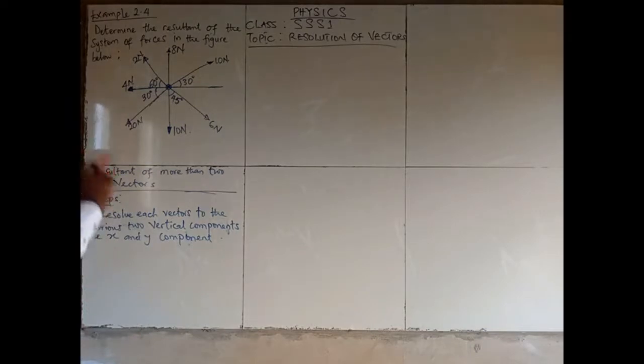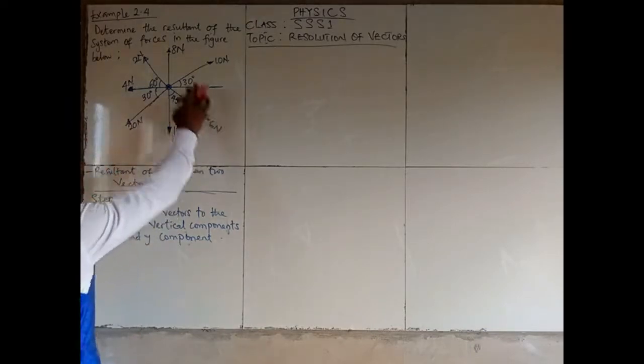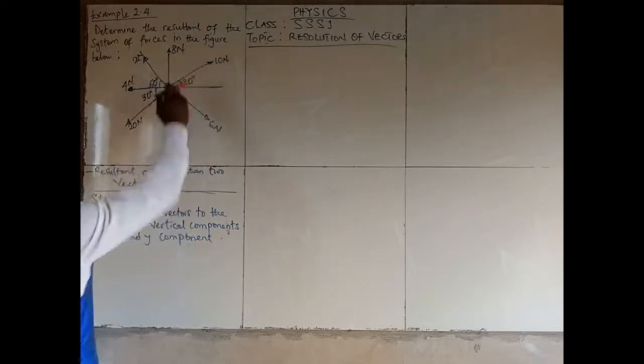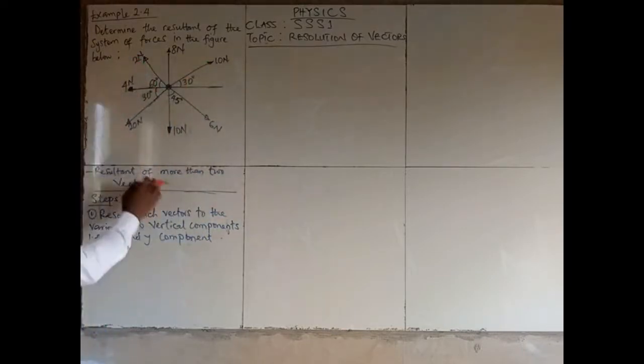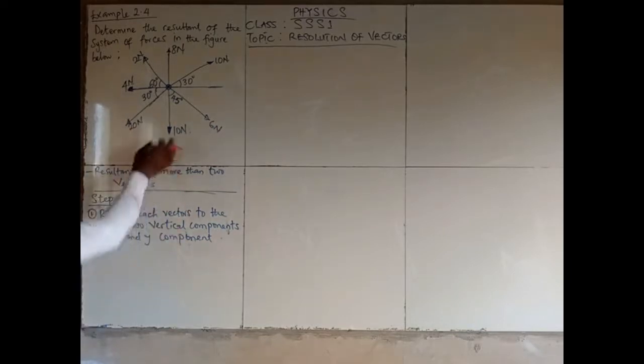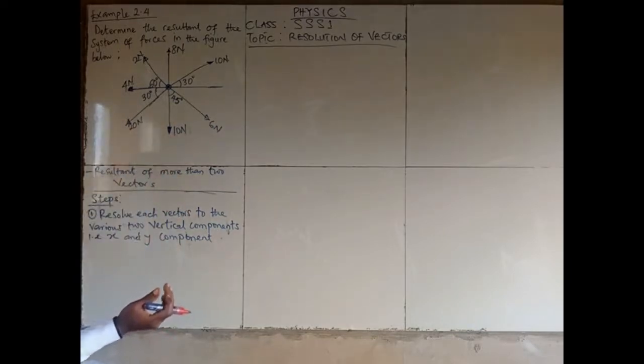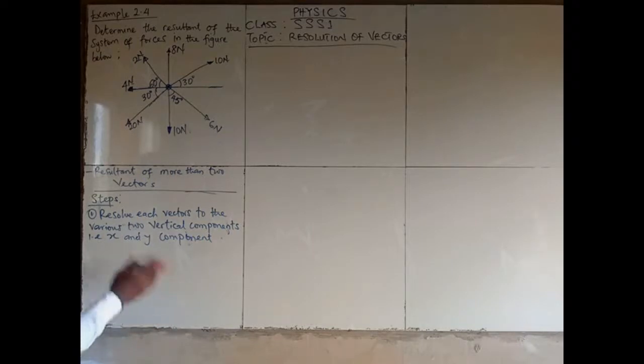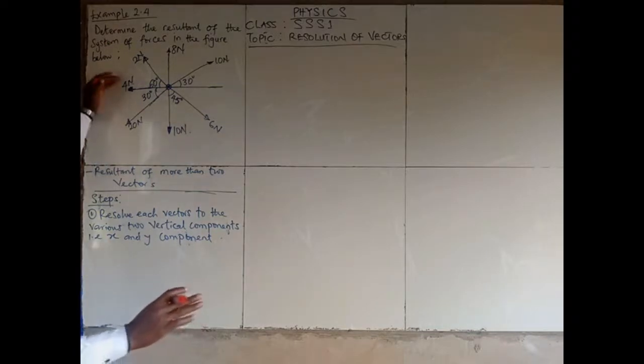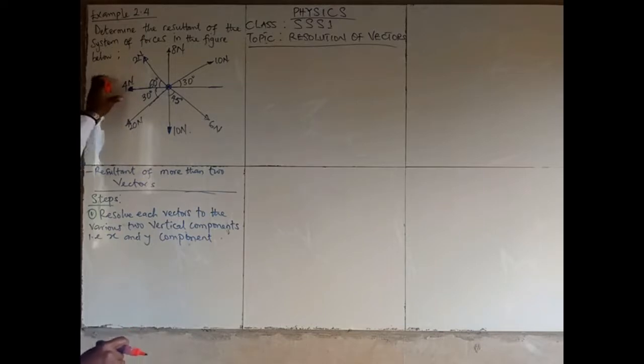You pick them one by one and resolve. For example, you pick 6, you resolve it to x and y. Pick 10, resolve to x and y. Pick 2, resolve to x and y. Pick 20, resolve to both x and y. But this particular 10 is already on the negative y axis, and the only thing you do is say it is on the negative y axis, so it doesn't have any component on the x axis. The same is applicable to 4. It doesn't have any component on the y axis. It only has a component on the x axis.